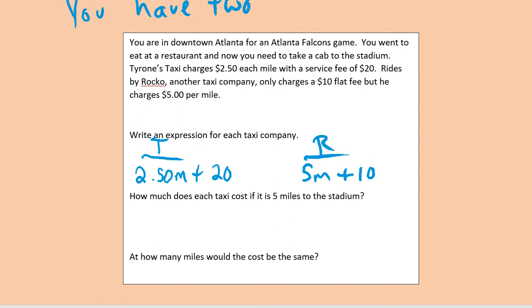Now, okay, so it's 2.5M plus 20, and then we have 5M plus 10. Those are the two expressions for those companies, okay? Now, how much does each taxi cost if it is 5 miles to the stadium?